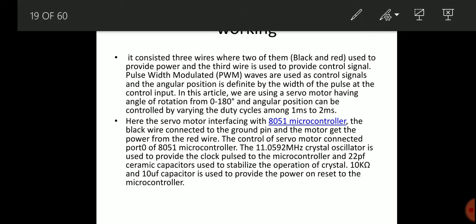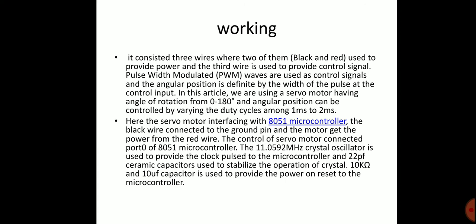Working conditions. The servo motor consists of 3 wires, where 2 of them, black and red, are used to provide the power, and the third wire is used to provide control signals. The PWM waves are used as control signals, and the angular position is defined by the width of the pulse at the control input. Here, the servo motor has angular rotation from 0 to 180 degrees, and the angular position can be controlled by varying the duty cycle from 1 millisecond to 2 milliseconds.